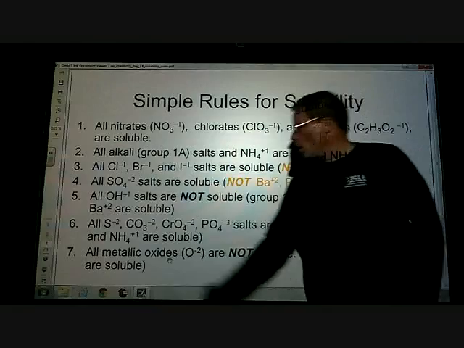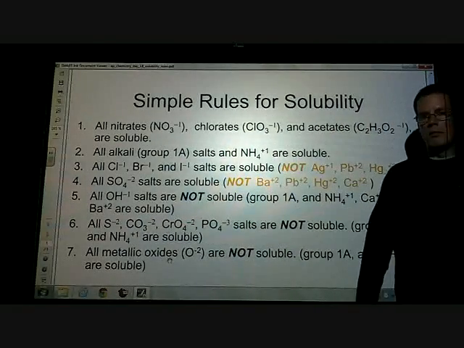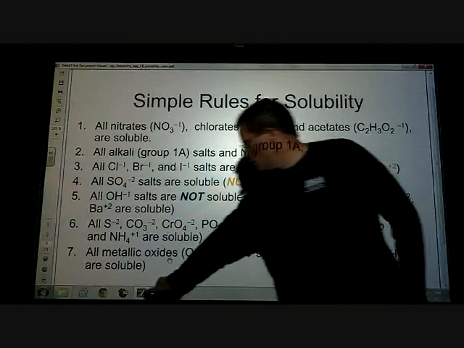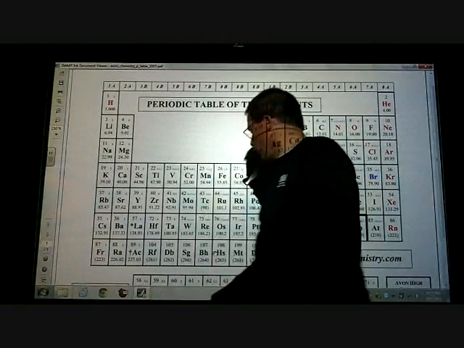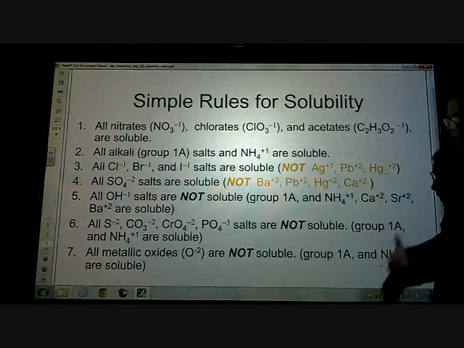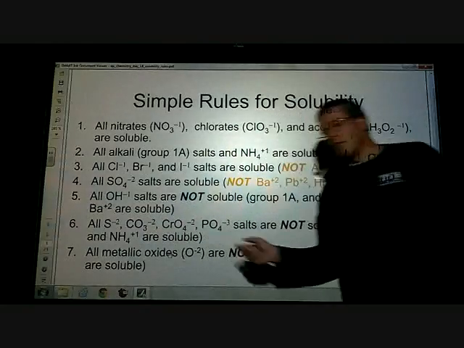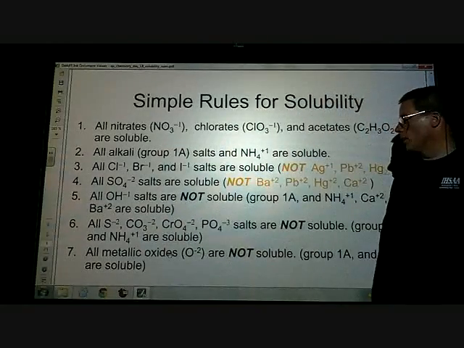Number 6, all sulfides, carbonates, chromates, and phosphates are not soluble, except when you've got a group 1A metal or ammonium. So those are the non-metals that will always form a PPT unless it's with group 1A. Then again, group 1A says, well, it'll never form a PPT.